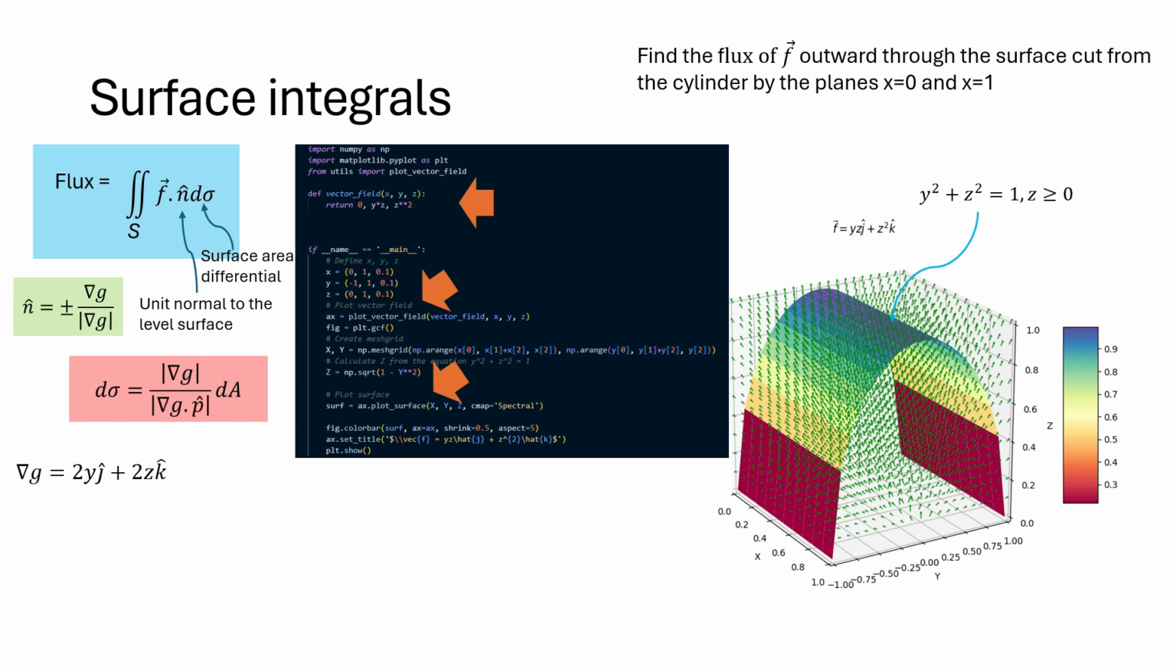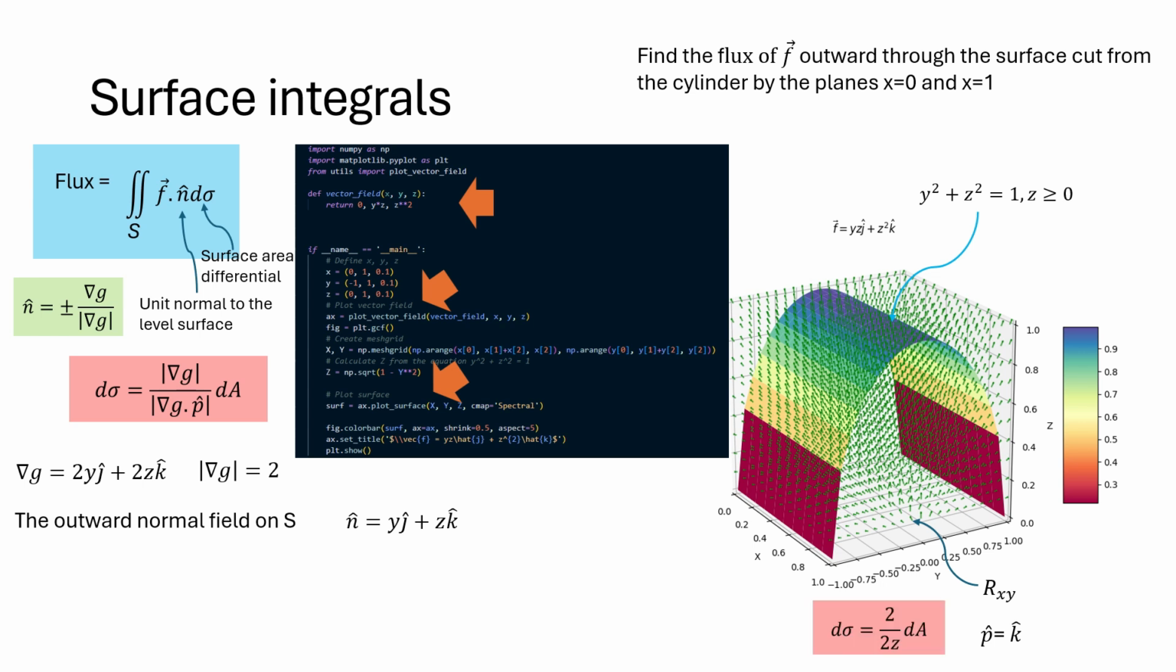The gradient of the level surface y² + z² = 1 is equal to 2y j hat plus 2z k hat, and the magnitude of the gradient is equal to 2. The outward normal field on the surface S is then equal to y j hat plus z k hat. Since the shadow region for this surface is in the xy plane, the normal to this plane is k hat. Therefore, the p unit vector is equal to k hat. The dσ can then be reduced to (1/z) dA.